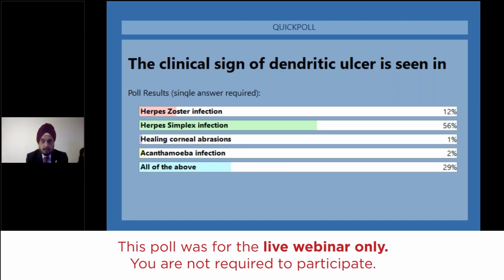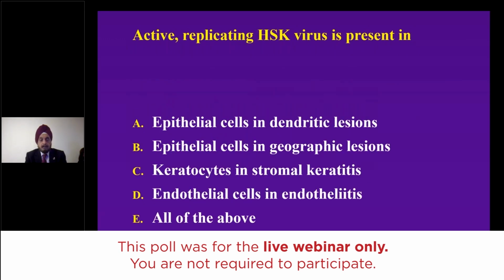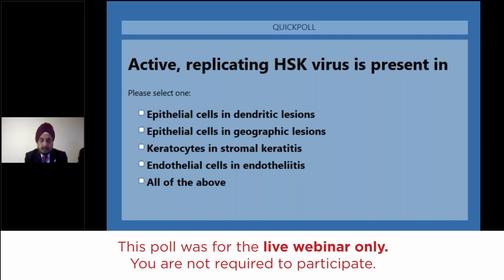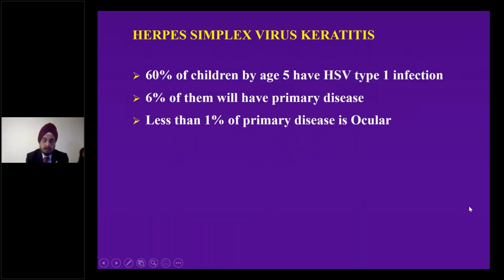Okay, so let's move to the next one. Active replicated herpes simplex virus is present in epithelial cells in dendritic lesions, epithelial cells in geographic lesions, keratocytes in stromal keratitis, endothelial cells in endotheliitis, or all of the above. Again, 30 seconds begin now. Okay, so thank you very much. So we move on now, and we'll come back to these questions right at the end.